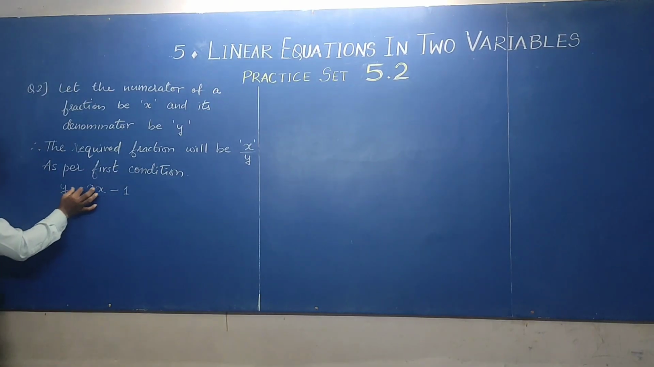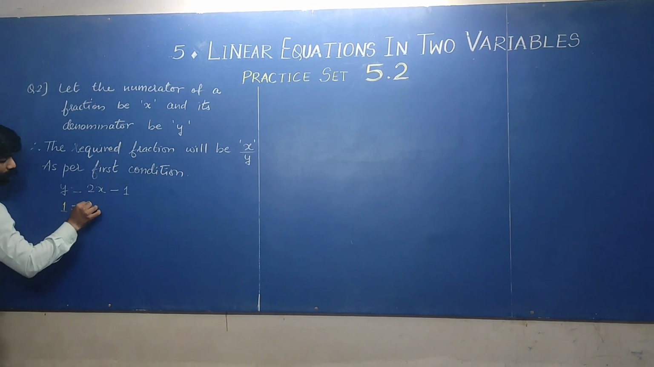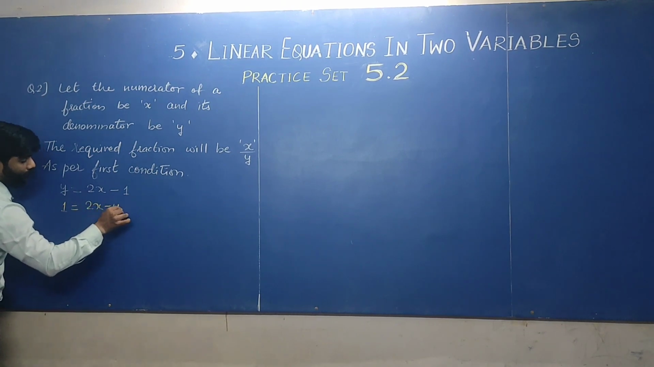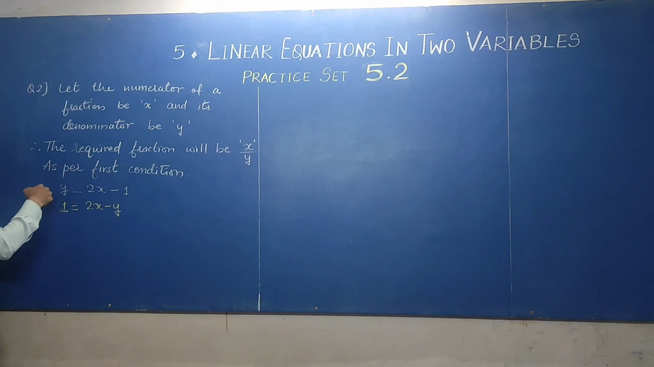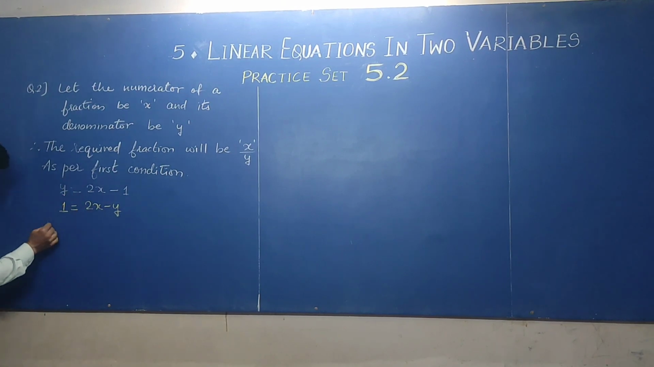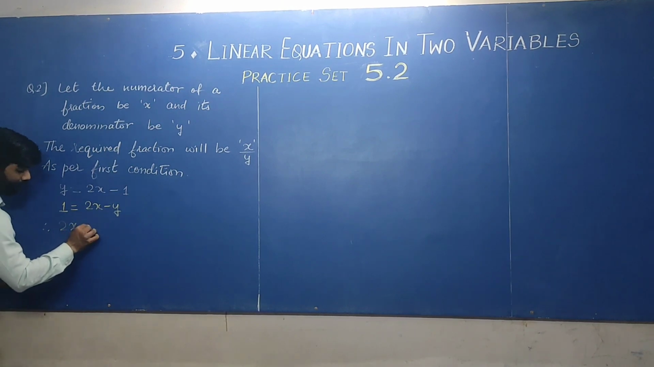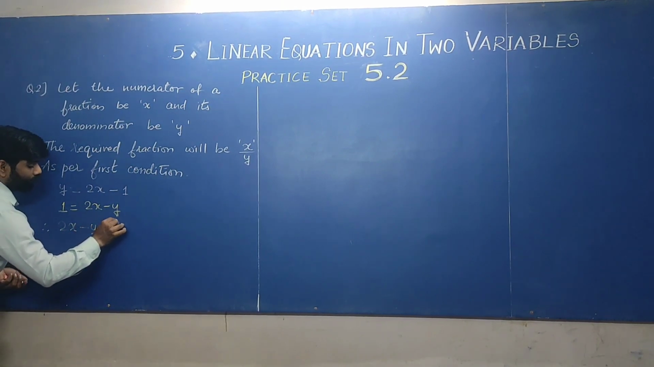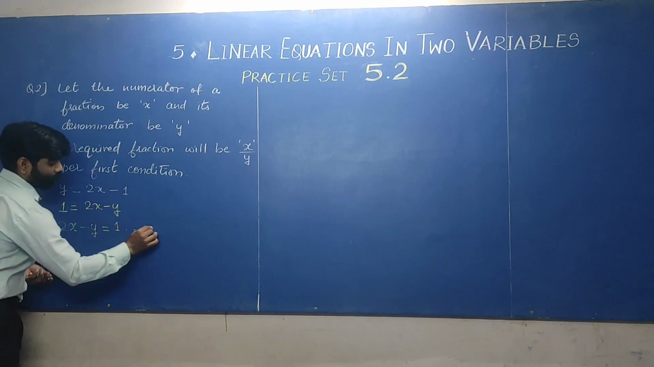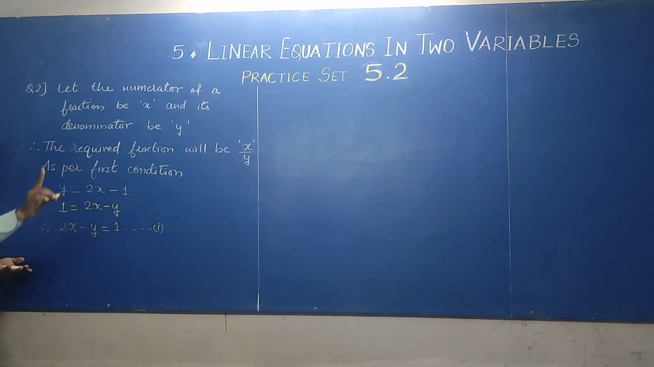If I take this y to this side and minus 1 to this side, I will get 1 is equals to 2x minus y. If I take this 2x to the other side, we need to multiply by the minus sign, so we are not dealing with it. You can write it either way, that is also correct, students. Therefore, I will directly write 2x minus y is equals to 1. This is our equation number 1. As per our first condition, we have done the question.